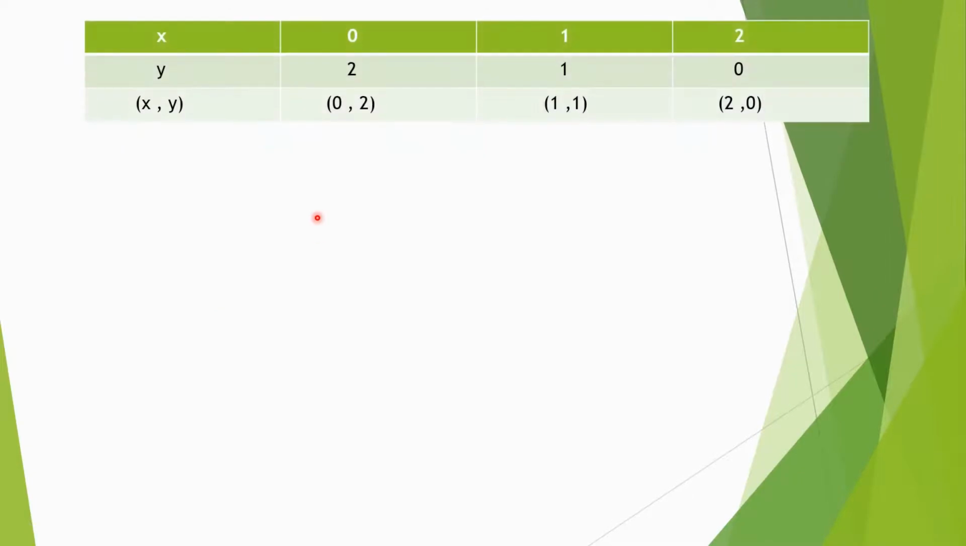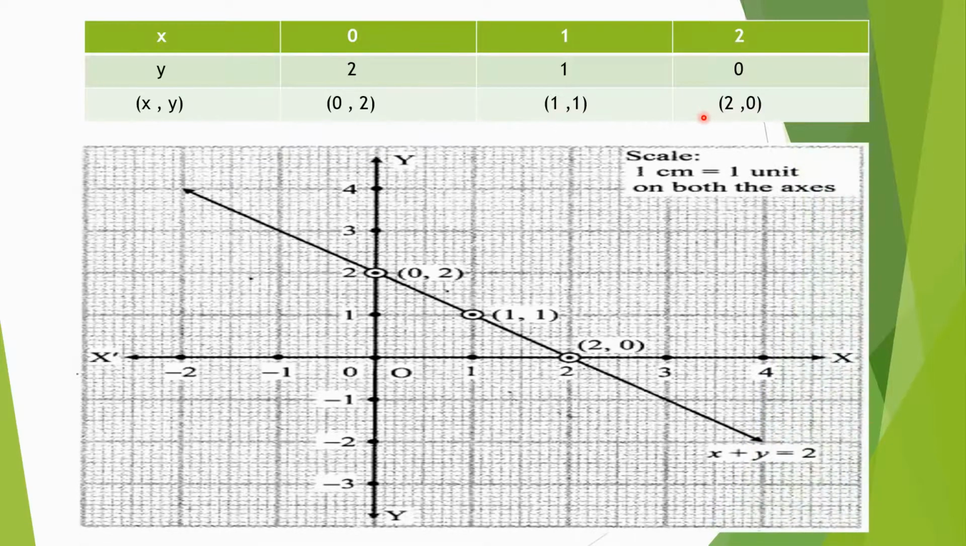First you have to prepare the table this way. The first column is x, then y, and then the ordered pair (x, y). The first x coordinate is 0 and y coordinate is 2. Therefore the ordered pair is (0, 2). The second ordered pair is (1, 1) and the third ordered pair is (2, 0). Then draw the x-axis and y-axis on graph paper and plot the points.